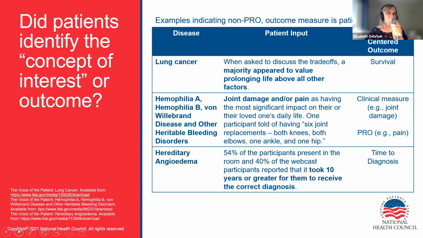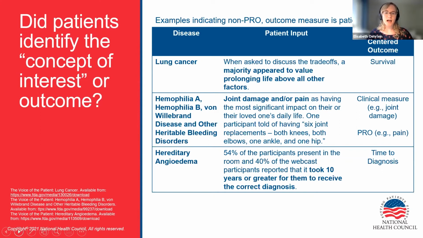And so what that indicates is that probably a survival outcome would be an appropriate, a patient-centered outcome in a study about lung cancer. Now, if we look at the next line, we can see this is from the Voice of the Patient report about hemophilia, as well as a number of other bleeding disorders. And so during that meeting, they stated that joint damage or pain were the most significant impacts on their loved ones' daily lives. And so in this particular case, a clinical measure might be a patient-centered measure because it would be joint damage, and patients have told us that that's important to them.